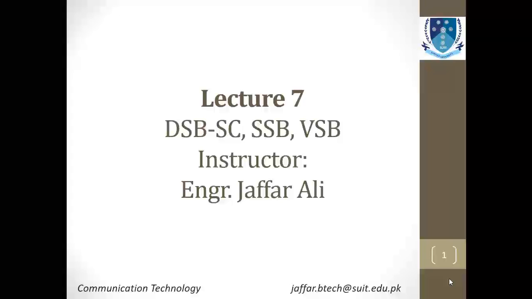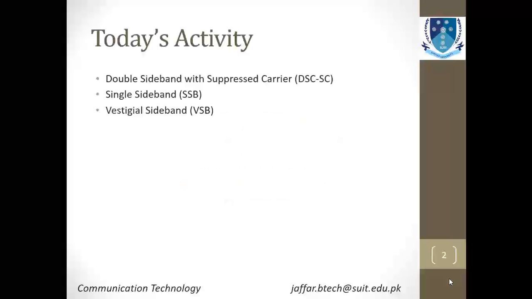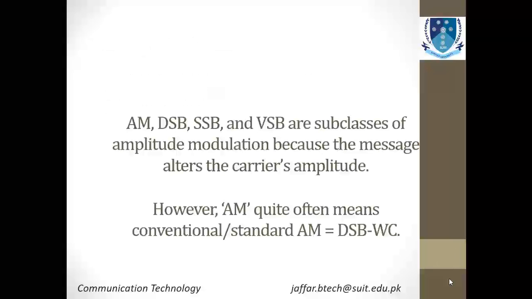There are several categories, but out of those, I'm going to explain these three. The first one is double sideband, commonly known as DSB, with suppressed carrier. There is another type known as single sideband or SSB, and the last one is VSB, commonly known as vestigial sideband. These three will be our today's topic, that is, how we will use these types when talking about amplitude modulation.